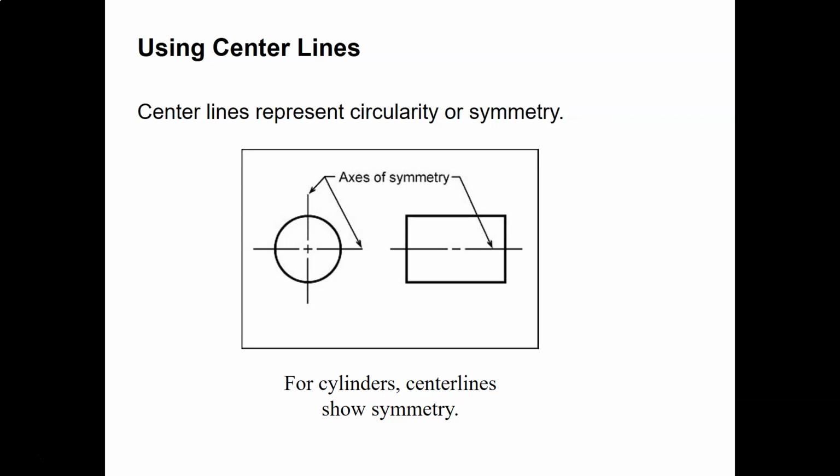So let's look at this picture again. Our center lines again represent circularity or symmetry. Notice there's no hole in this image, it's just a cylinder. So that's what we're going to show. So the axis of symmetry shows left to right, top to bottom, where it's a circle. In the right side view, it's just left to right.